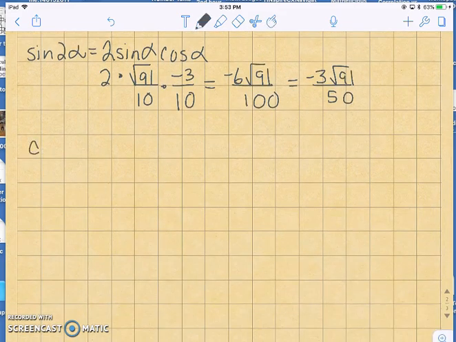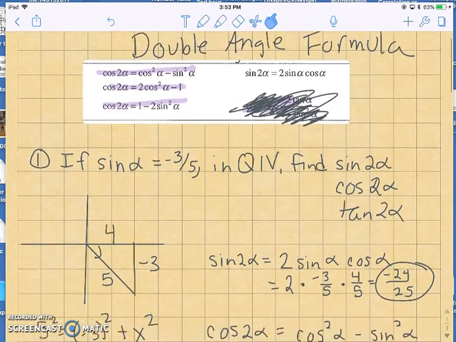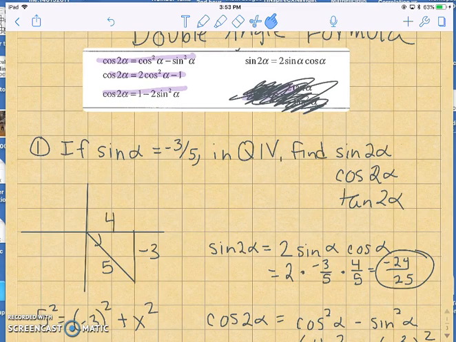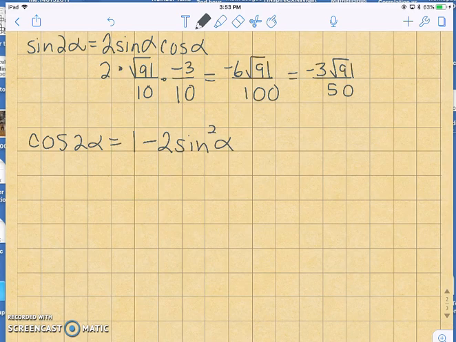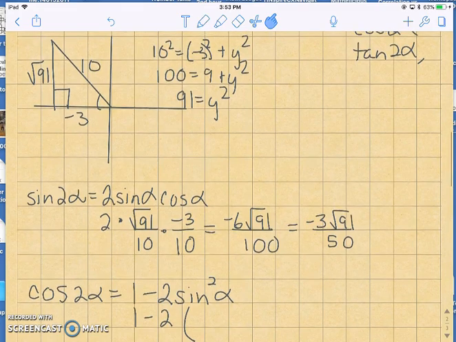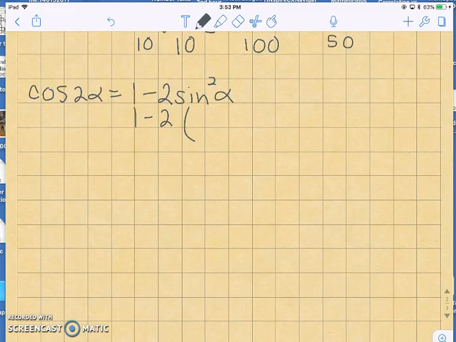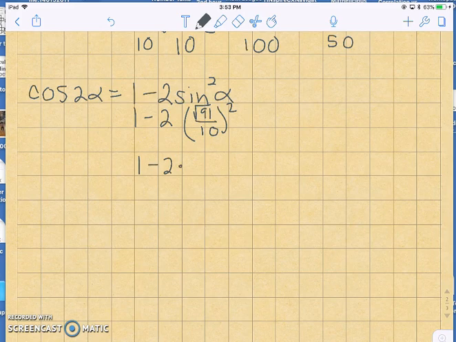The next one, the cosine of 2 alpha. Again, there are 3 different formulas you can use, the first, second, or third. Maybe I'll use the third one: 1 minus 2 sine squared of alpha. So 1 minus 2, and what's our sine of that triangle? Opposite over hypotenuse, square root of 91 over 10, squared. So 1 minus 2 times, we square it, 91 over 100.